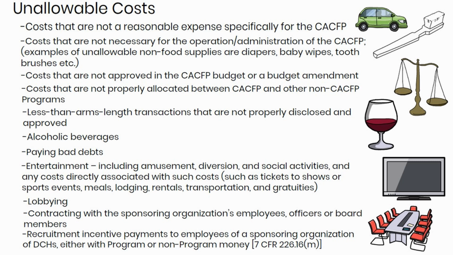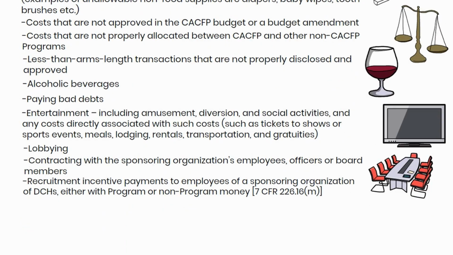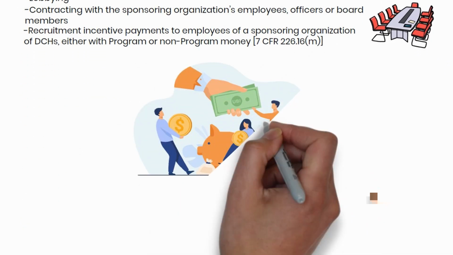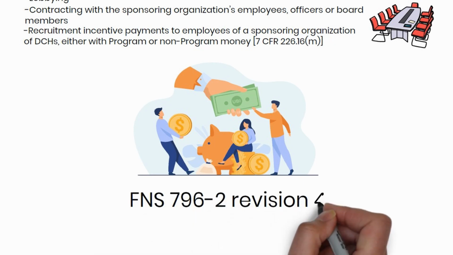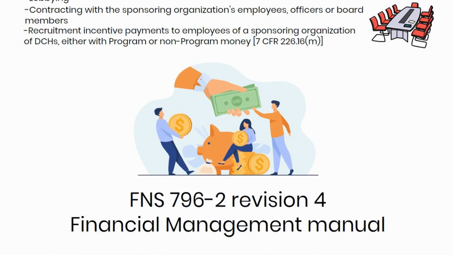7 CFR 226.16 Note: recruitment incentives are an unallowable activity, even with non-program funds. However, employees can be paid or evaluated on the basis of recruitment activities accomplished. More information on allowable and unallowable costs is located in FNS 796-2 Revision 4 Financial Management Manual.